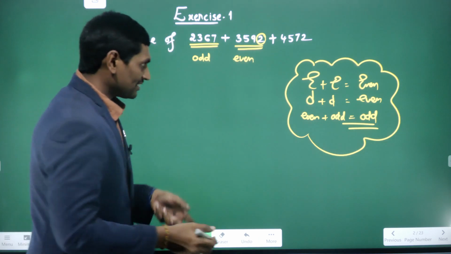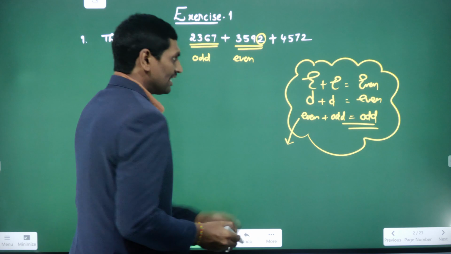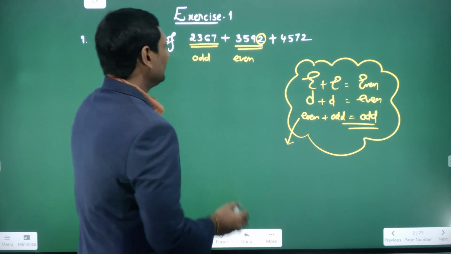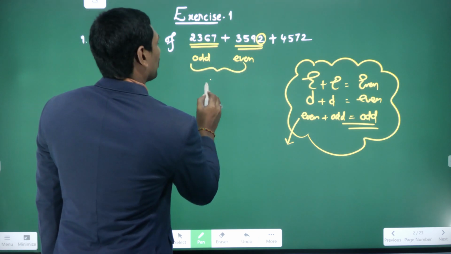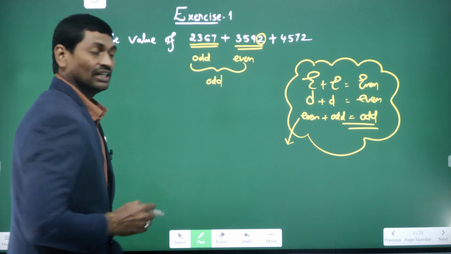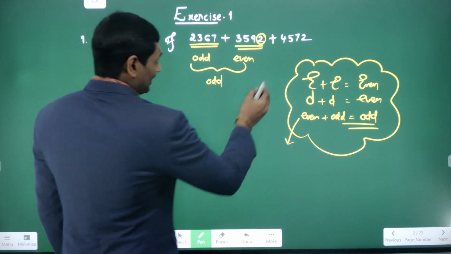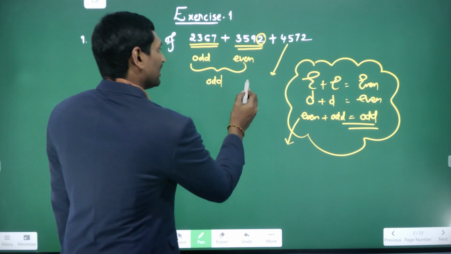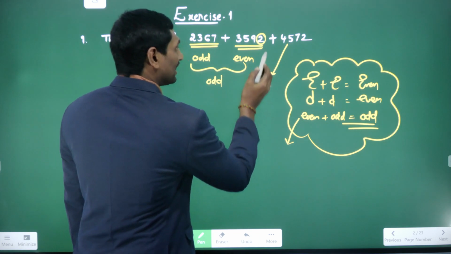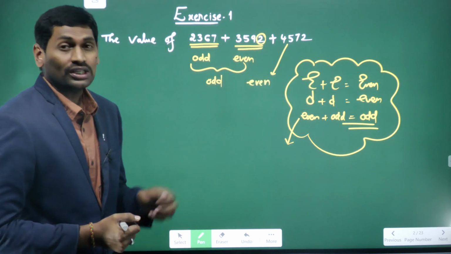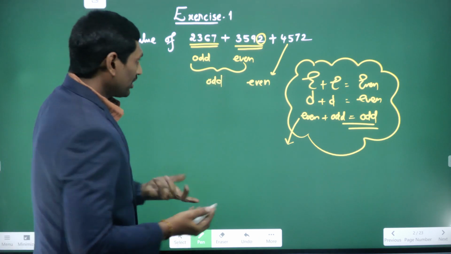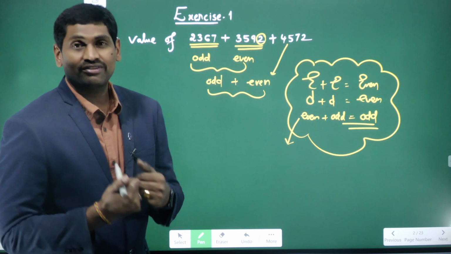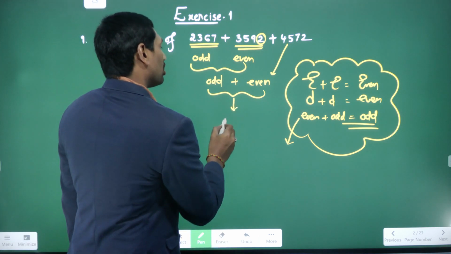As we discussed, for the third condition, even number plus odd number: if one is even and one is odd, then the result will be odd. Now let us consider the third number. Is it even or odd? It is obviously even because it ends with an even digit. So again, odd number plus even number, we will get the result as an odd number.